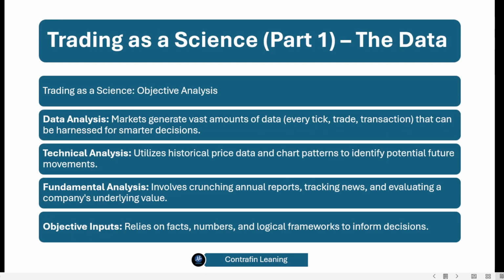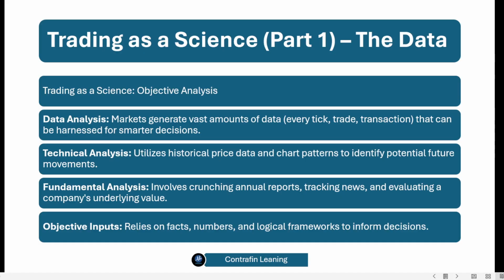Trading as a science. First, we will try to understand why trading is a science while we are buying or selling. So, objective analysis, data analysis. The market is made up of numbers. It may be random, right? But it is made up of numbers. While we are buying and selling, we enter the numbers. And this is a huge amount of data, right? We can analyze and understand every tick, trade, and transaction, which can be harnessed for smarter decisions.